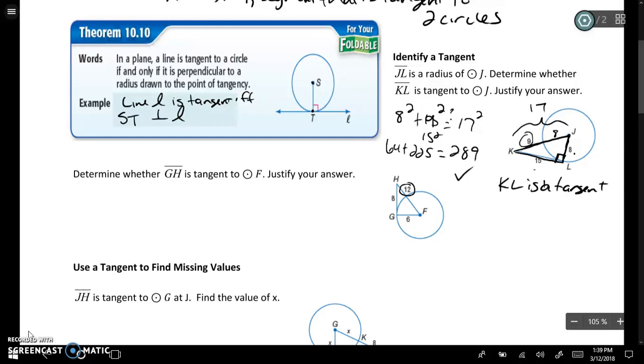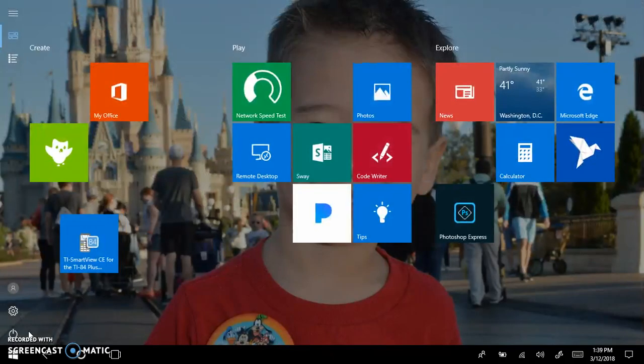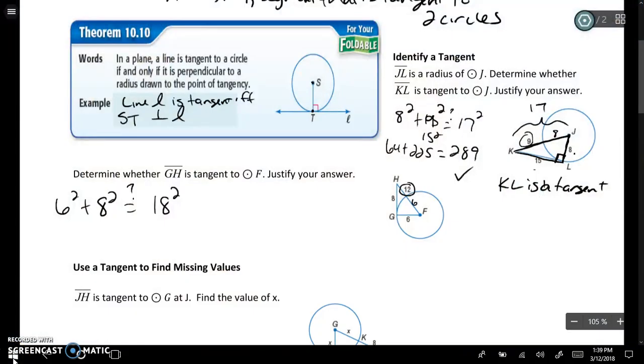All right. So we're going to check 6 squared plus 8 squared. Is that going to be the same thing as 18 squared? Because we know this guy right here is 6 also. And if we check, we've got 36 plus 64 not being 324. Absolutely. Which means HG is not a tangent.